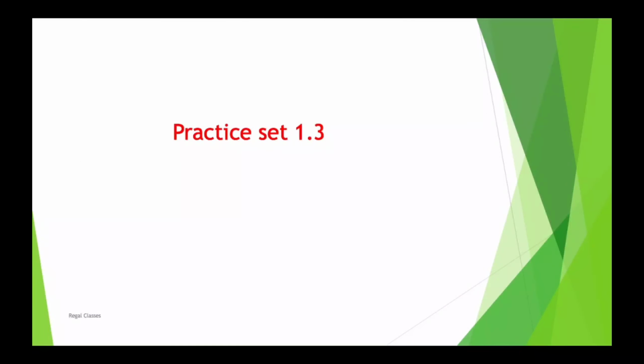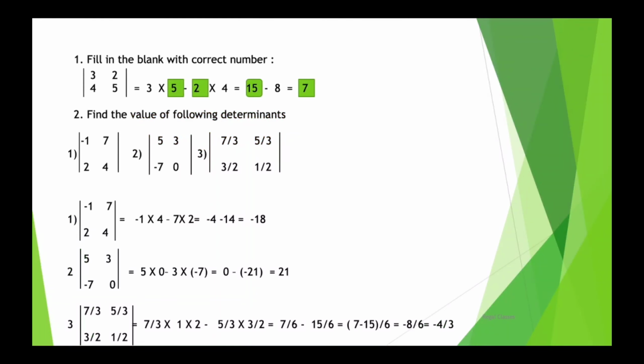Now we go to practice set 1.3. The first question is fill in the blanks. 3 multiplied by 5 minus 2 by 4 is 15 minus 8 equal to 7. Find the value of following determinants: minus 1, 7, 2, 4, 5, 3, minus 7, 10, 0, and 7 by 3, 1 by 2, 5 by 3, 3 by 2.